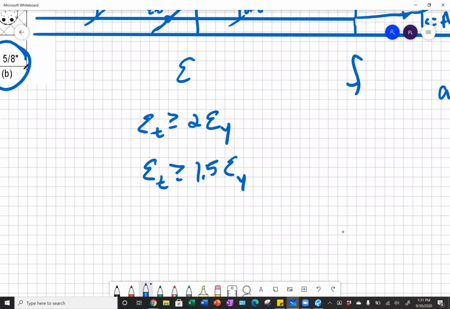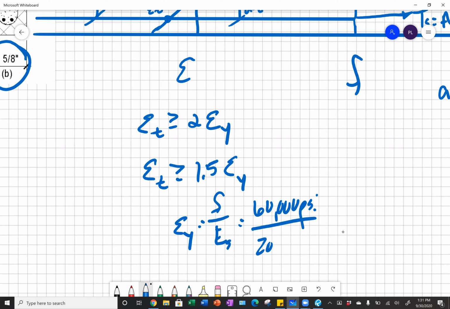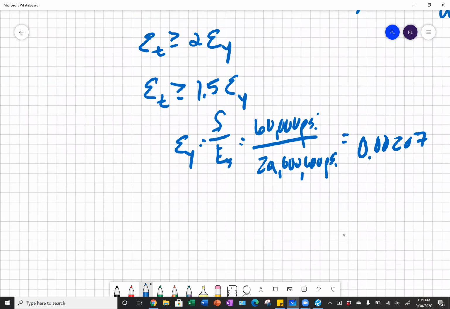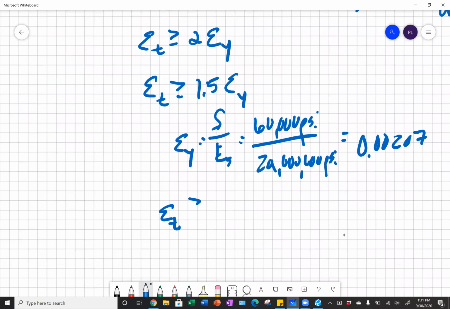And what is our yield strain? Well, if we're using grade 60 reinforcement, again, we'd have 60,000 psi divided by 29 million psi, and so our yield strain is 0.00207. And so our strain in our reinforcement for grade 60 reinforcement needs to be greater than or equal to 0.0031.